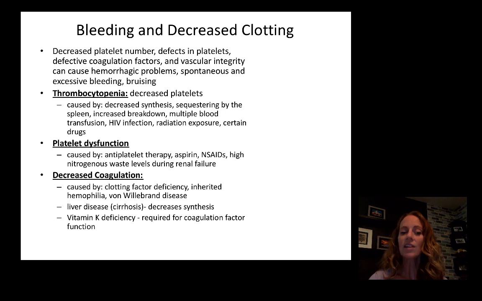Finally, just as increased coagulation can be problematic, decreased coagulation can be problematic. So deficiency in various clotting factors, inherited hemophilias, or deficiency in von Willebrand factor can lead to decreased coagulation. Many factors are also synthesized by the liver. So cirrhosis or liver disease can cause decreased coagulation. Finally, vitamin K deficiency, vitamin K is required for certain coagulation factor function, can also decrease coagulation.